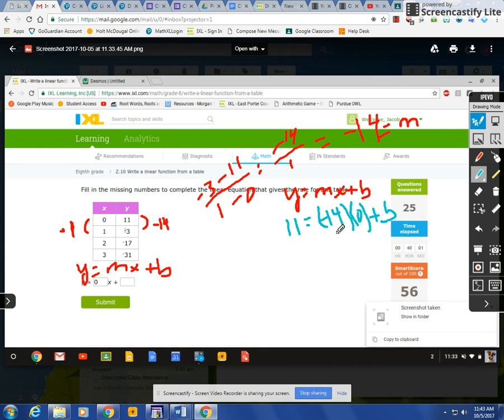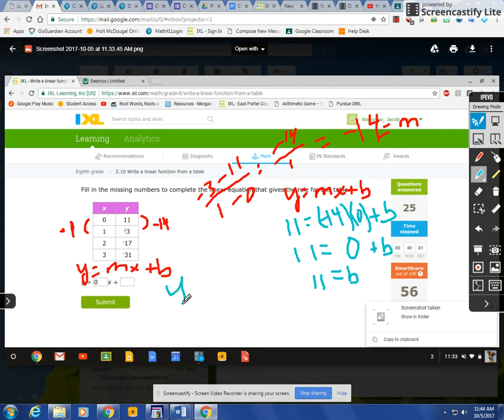Do the math. Negative 14 times 0, well, that's just 0. And then bring down the positive b, and make that equal to 11. Well, 0 plus b, subtract 0, really, b just equals 11 in this case. In this case, it was a little bit easier. You didn't necessarily have to do all that math. You could just look at this and realize that 0, 11 is the y-intercept. So the number that goes in that spot is 11.